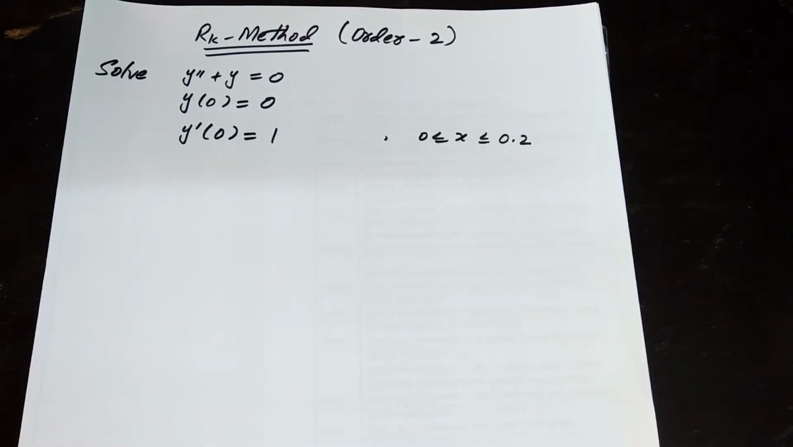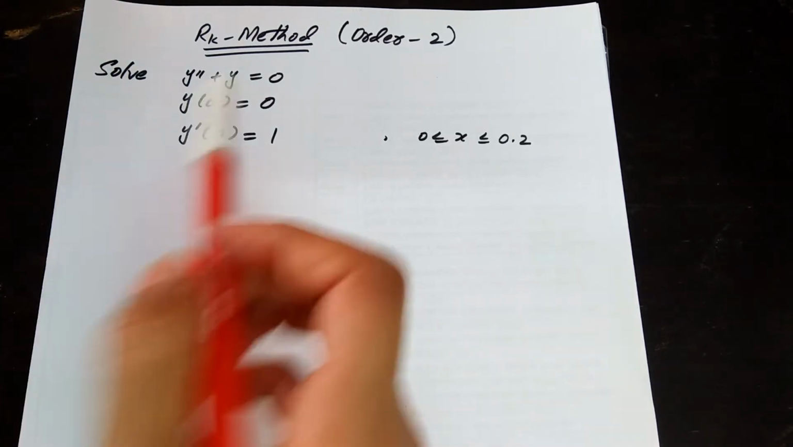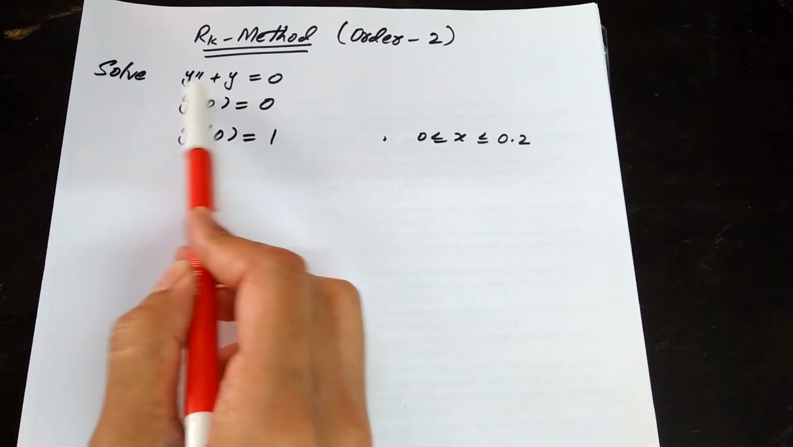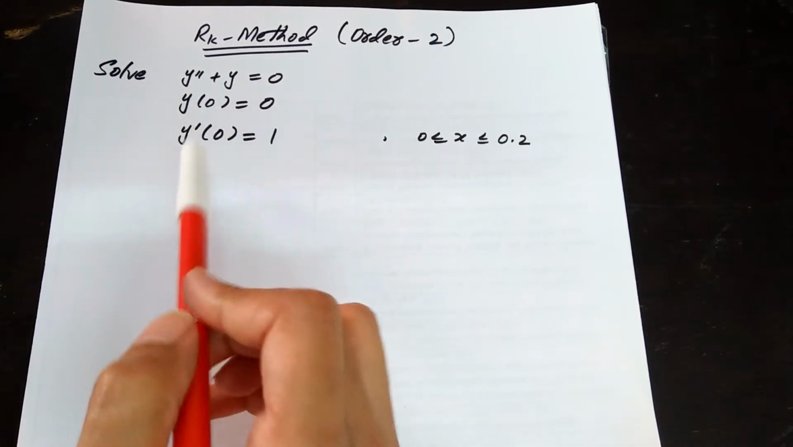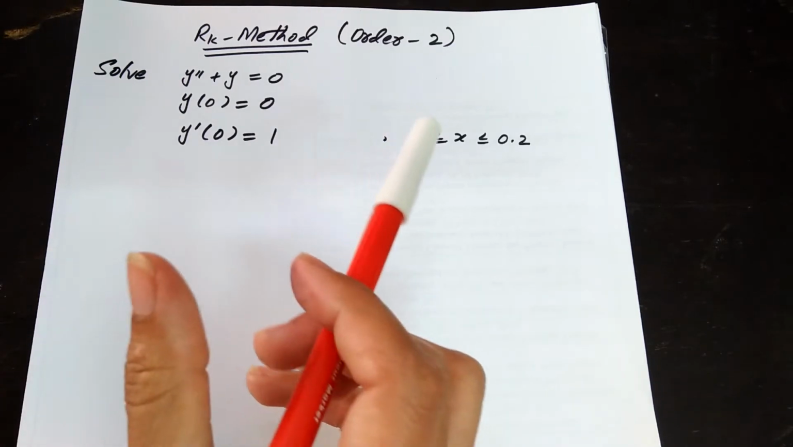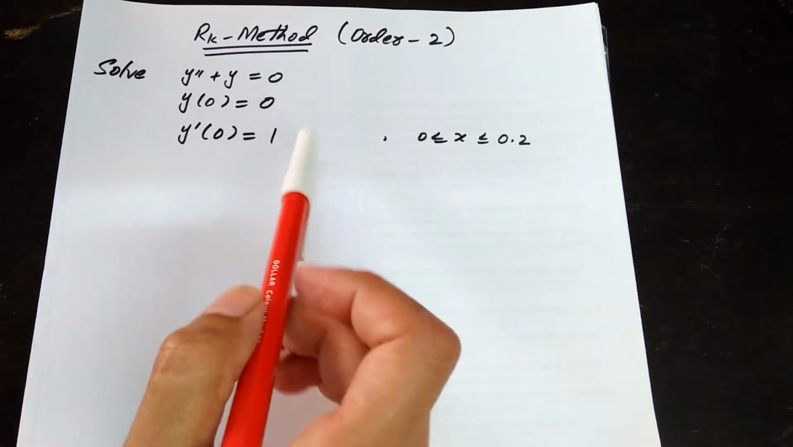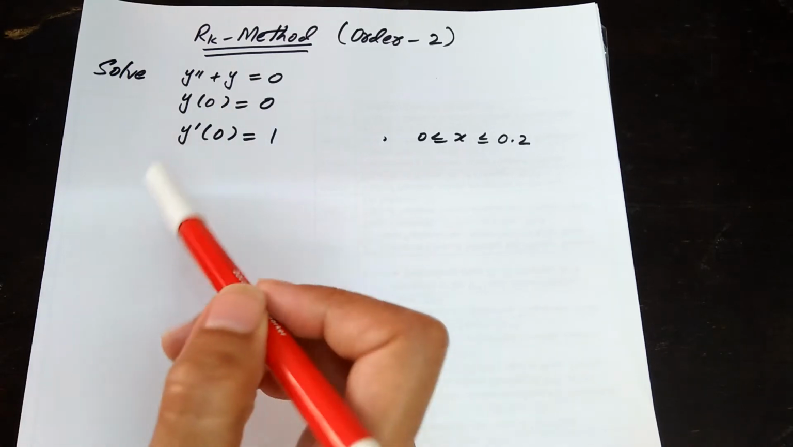In the previous video, I showed you the MATLAB code for the RK method order 1. Now I am going to tell you the MATLAB code for the RK method order 2. For solving your second order ordinary differential equation, you need to first of all break it into first order. Then using those functions, you will use the RK method MATLAB code.